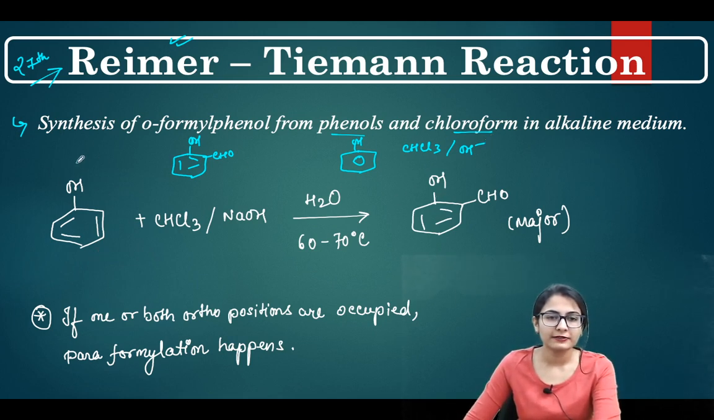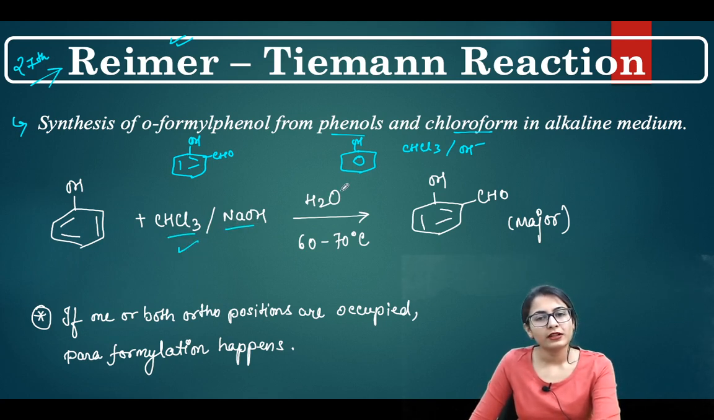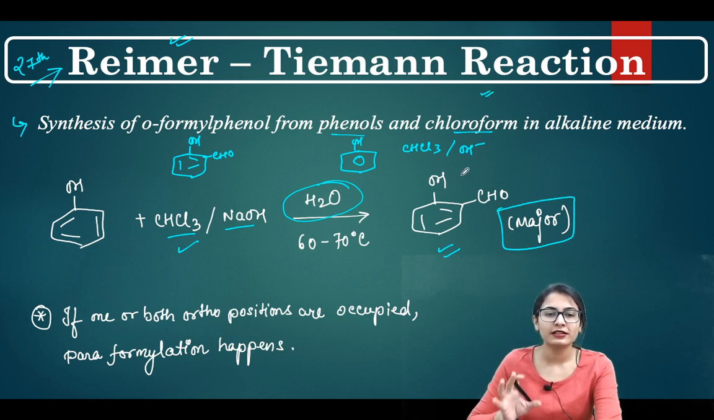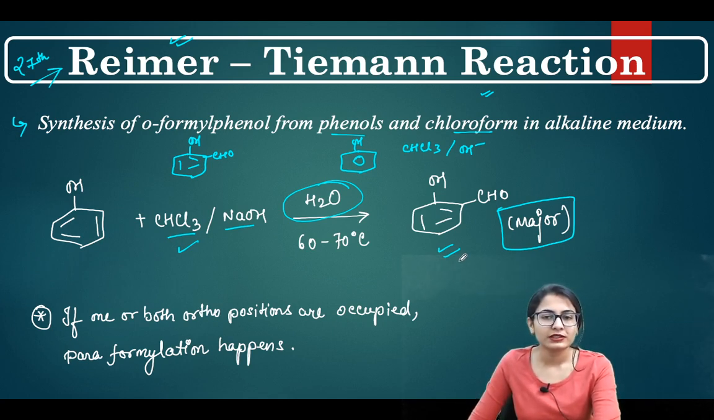First of all, you are taking a phenol in the presence of the alkaline medium and chloroform. Alright, you have the ortho-formylation, which gives you the major product, and that is why we are using this Reimer-Tiemann reaction to generate majorly the ortho-formylation product. Now a common question is why are we not getting the major para product? Okay, so we will look at the mechanism and we will also understand why the ortho is the major product over here.